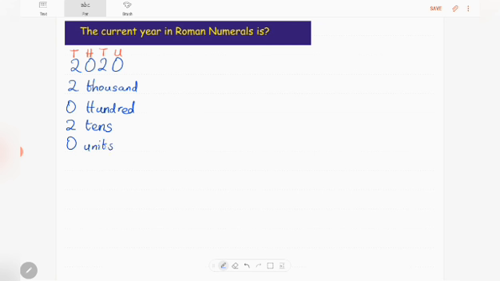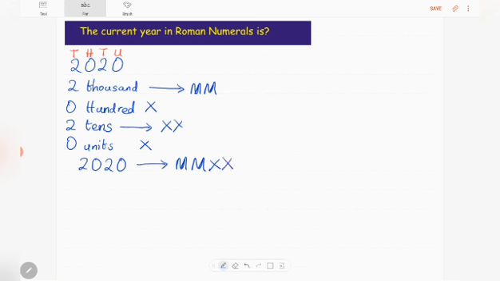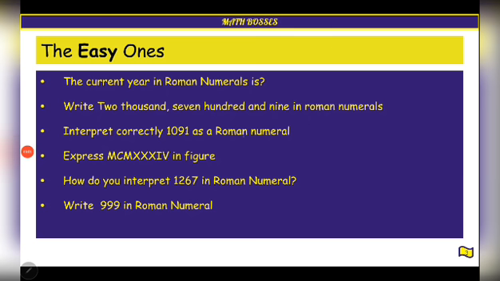Now these two zeros have no exact value and they are not of use to us for this conversion, but we know that 1,000 is represented by M in Roman numerals. That makes 2,000 two M's. Then 10 is represented by X. That makes 2 tens double X. Therefore 2020 can be written as MMXX.